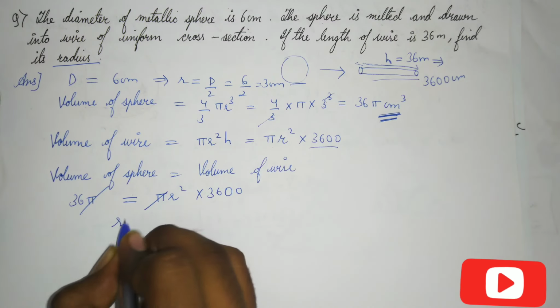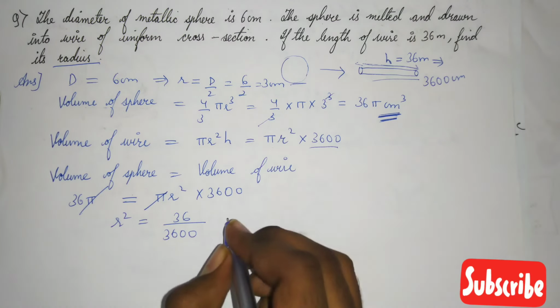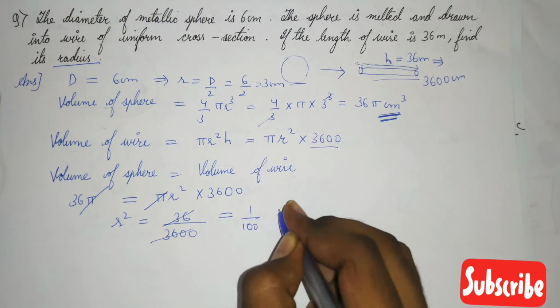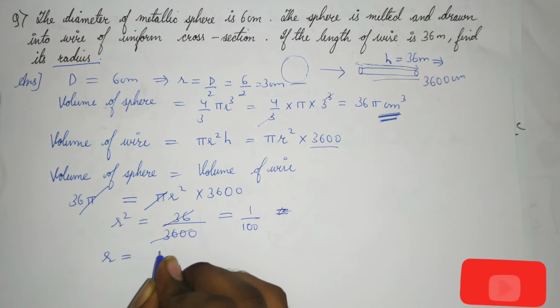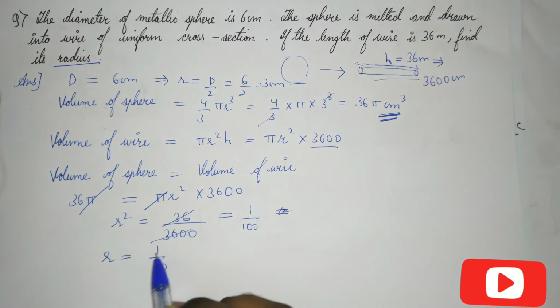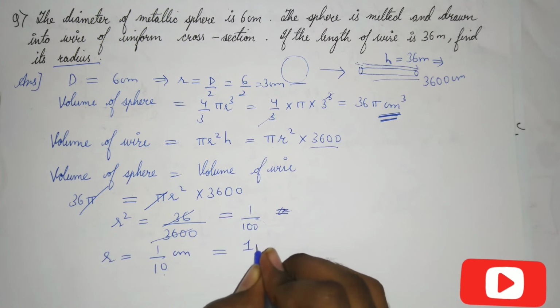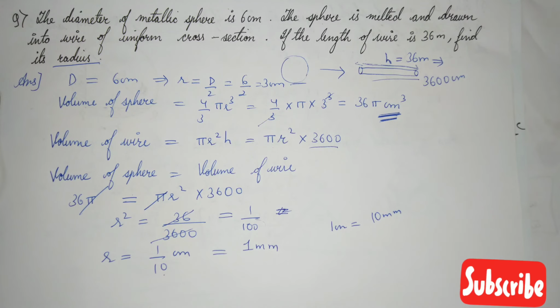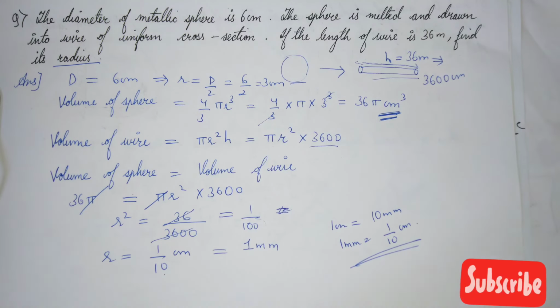So r square will be equal to 36 by 3600. 36 hundreds are 3600, so that is 1 by 100. So 1 by 100 is r square. So r is 1 by 10, because the square root of 1 is 1 and the square root of 100 is 10. This is in centimeter. From this I can write it is 1 millimeter, because 1 centimeter is equal to 10 millimeter, so 1 by 10 centimeter is 1 millimeter. Or we can leave the answer till here also, no problem.